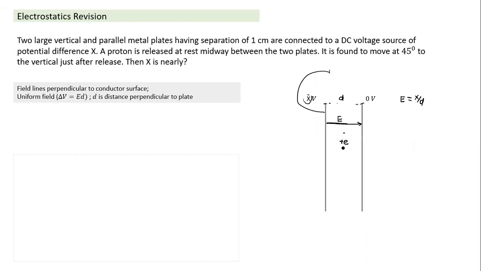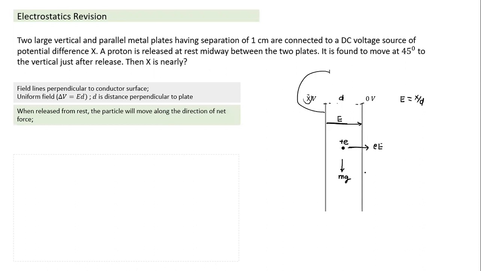So once we have the value of the field here, the proton will experience an electrostatic force, e into E. It will also experience a gravitational force. So what is the important point to understand? Any object, when released from rest, always moves along the direction of the net force. And since it is given that it moves at an angle of 45 degrees to the vertical, it will tend to move like this.